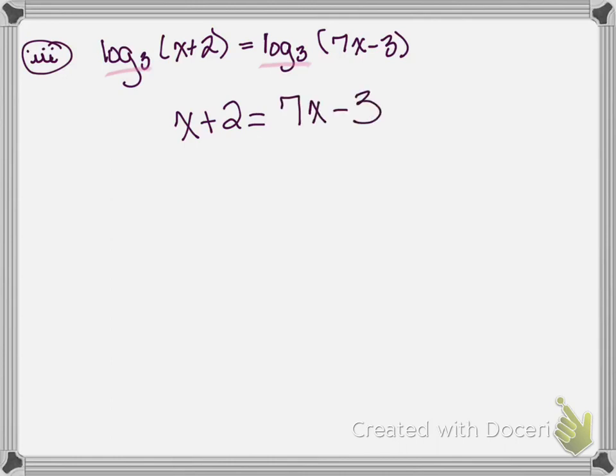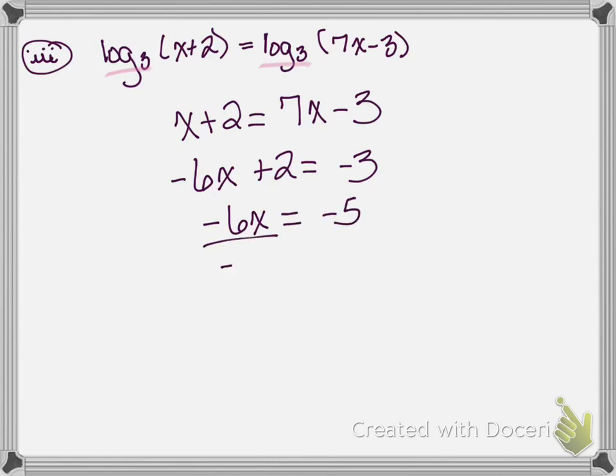Okay, so now I solve for x. I'm going to subtract 7x from both sides. So I'm left with negative 6x plus 2 equals negative 3. Okay, I'm going to subtract 2 from both sides. I'm left with negative 6x equals negative 5. And when I divide, I have x equals 5 over 6. Okay, and that's my answer to that one.